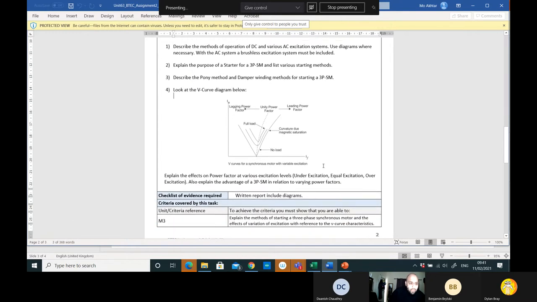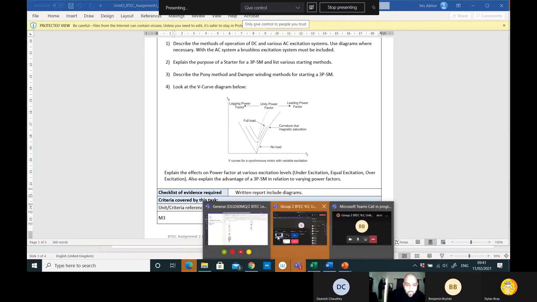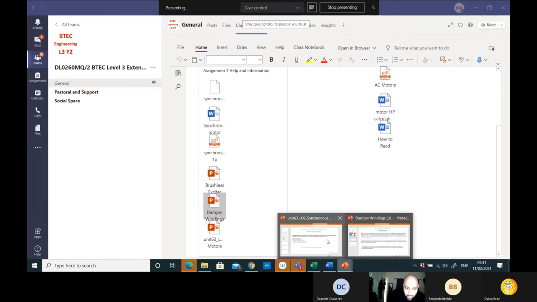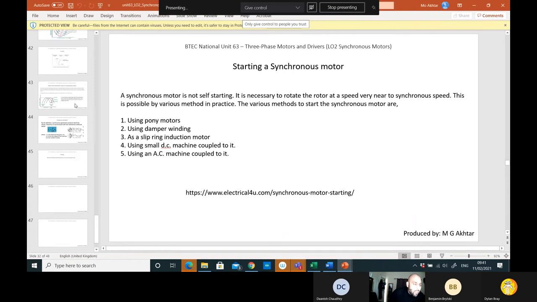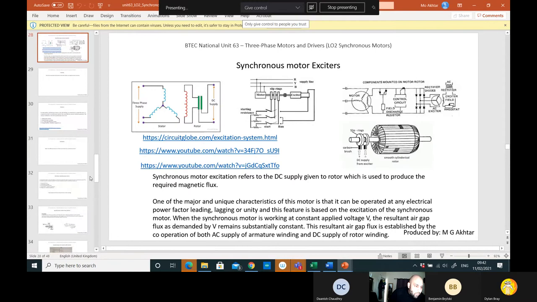Then you've got something called a V curve. Look at the V-curve diagram below. This talks about current. In the last lesson, we talked about what we called unity power factor. You should always have a power factor of 1. If you remember, I'm going to go back to you in a second. Let's go back into Teams and onto this PowerPoint here.